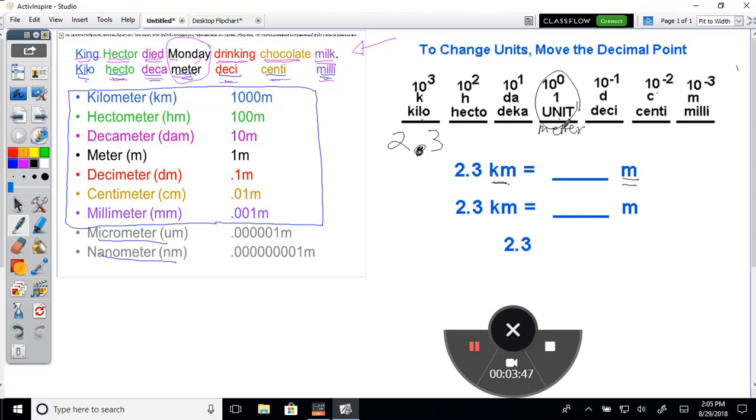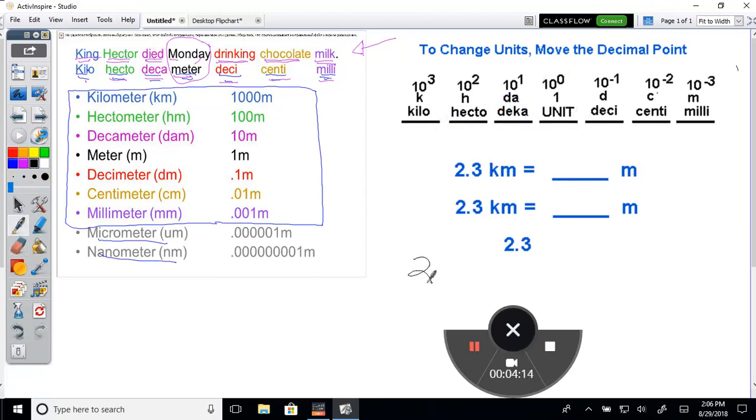Well, how many spaces is that? That's 1, 2, 3 decimal places to the right. You move the decimal 1, 2, 3 decimal places to the right, you're going to fill in the spots that you moved with zeros. 0, 0. Okay? That makes sense. So I'll write it again so you can see it.